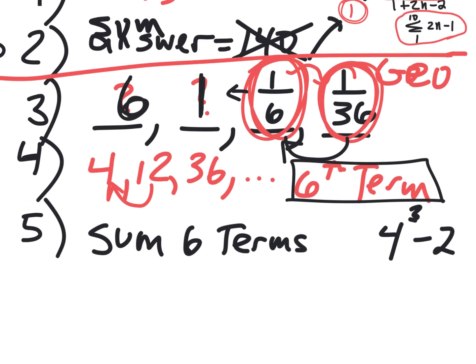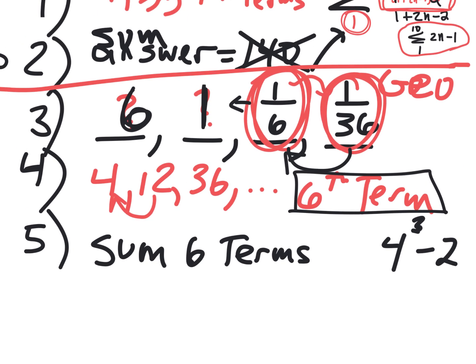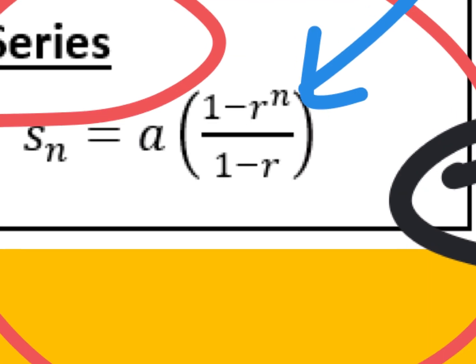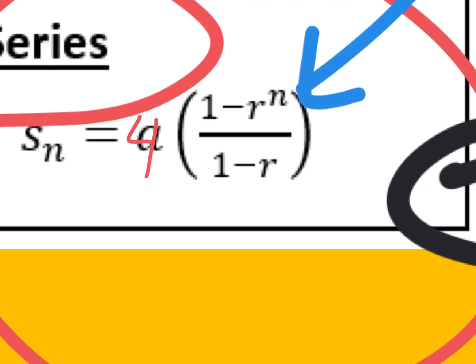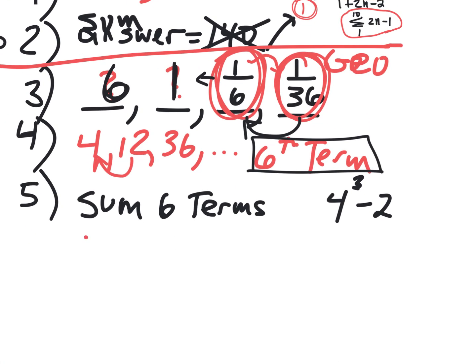And last but not least, the sum of those 6 terms. That's the new formula. Remember, it starts with 4, and I'm timesing by 3. That's all I really need to carry with me here: it starts with 4, and its common ratio was a 3. And n is how many terms they want me to do. How many terms were there? 6 terms. So n is 6.